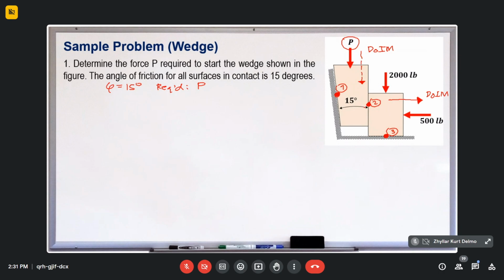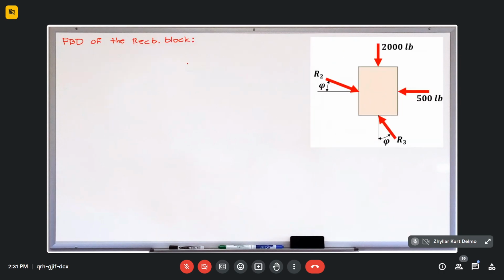Mao na ang atake for this problem. Okay, so FBD of the rectangular block, mao ni siya. So naa siya external force nga 200 pounds pa downward, given na. Then pa leftward nga force 500 pounds. And then wala may gi-indicate nga weight aning rectangular block, so wala lang. And then kani siya nga portion mao na siya ang contact surface number 2. Then kani siya nga portion is our contact surface number 3.